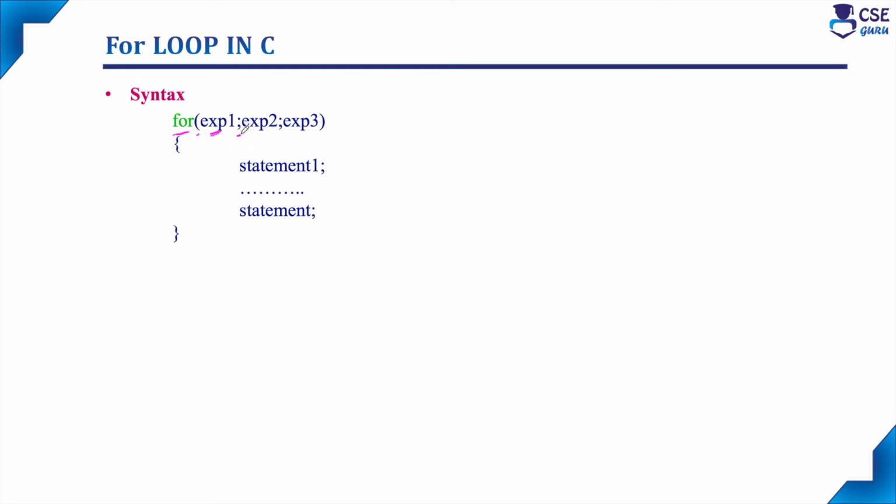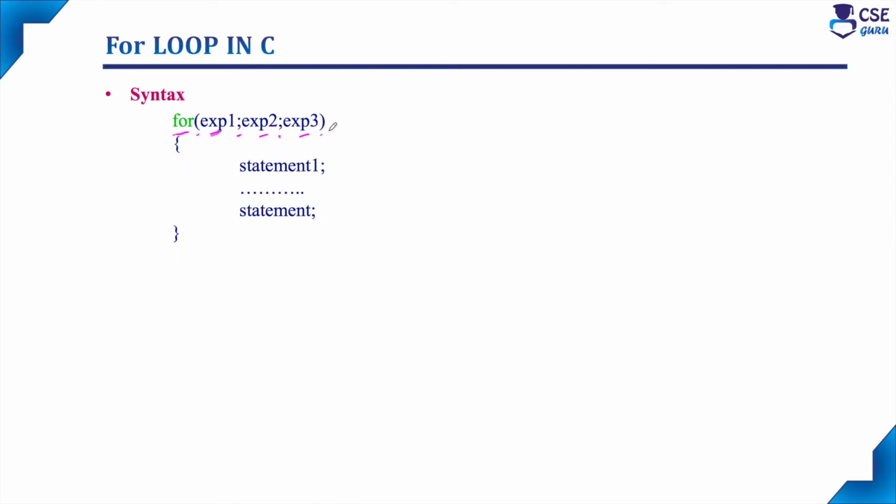Then a semicolon, then expression 2, which is the condition evaluation, that is the loop expression. Immediately after this loop expression, we need to place a semicolon. So the semicolon will separate these expressions. Then after this semicolon, expression 3, which is updating the variable value, either incrementing or decrementing the variable value. Then immediately close the bracket.